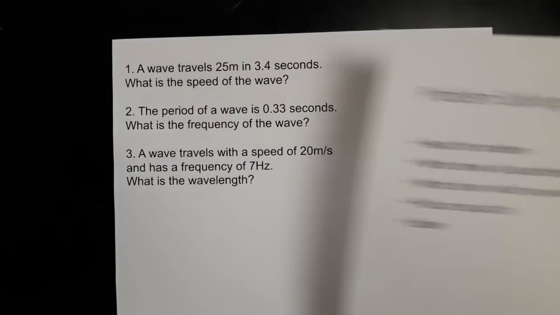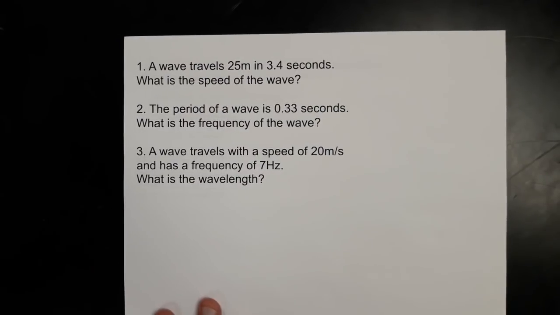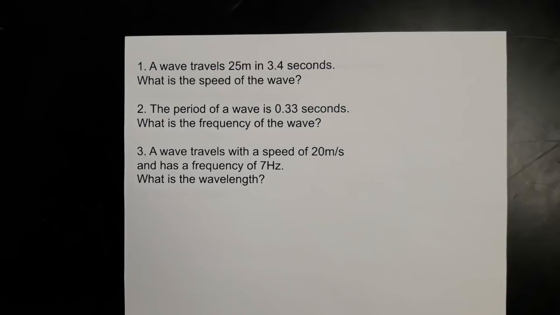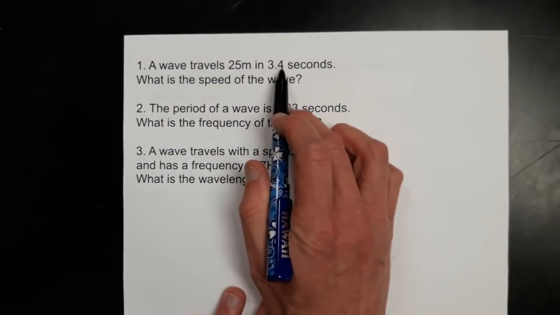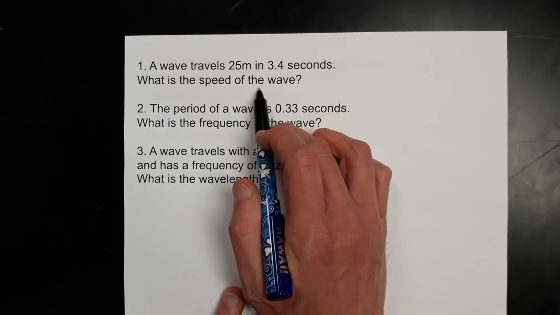So let's do a couple. I have 3 questions right here. You can pause the video now and try to work them out. And I'm going to give the answers. Number 1. A wave travels 25 meters in 3.4 seconds. What's the speed of the wave?